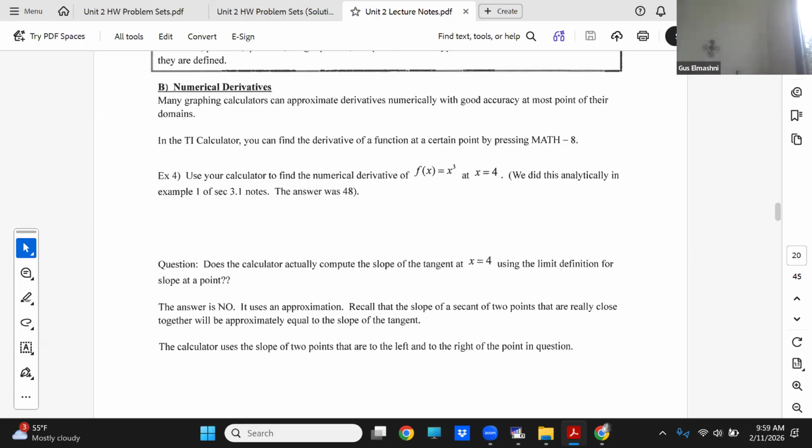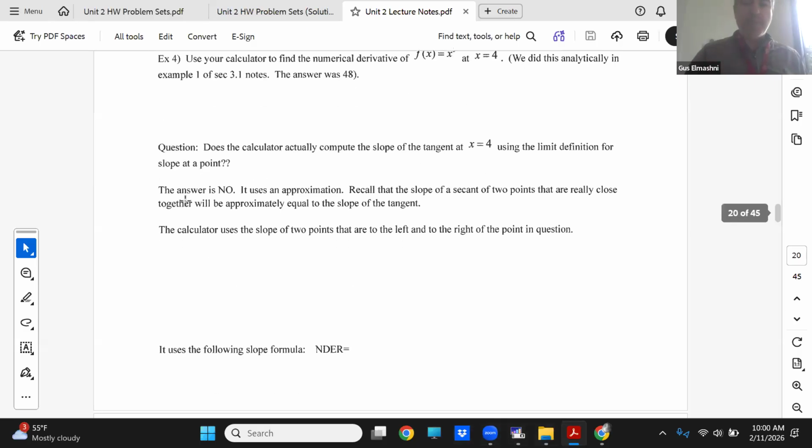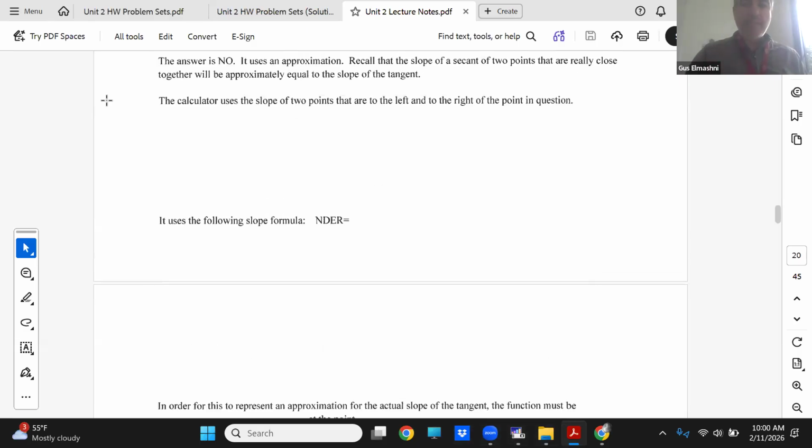So is it the same as the slope using the limit definition of slope at a point? Well, not really. The answer is no. It's an approximation. Recall that the slope of a secant, two points really close together, approximates the slope of the tangent. Here's actually what the calculator is doing. It's doing an approximation. I'll explain right now.